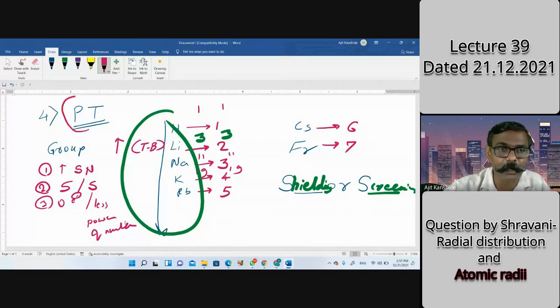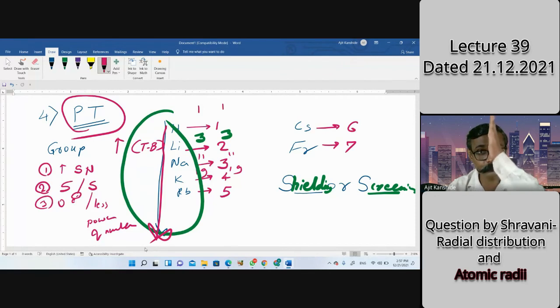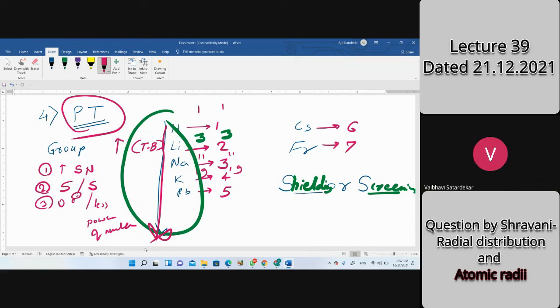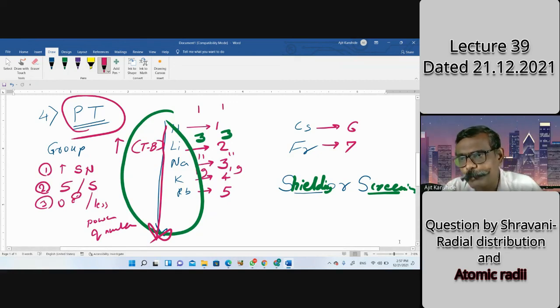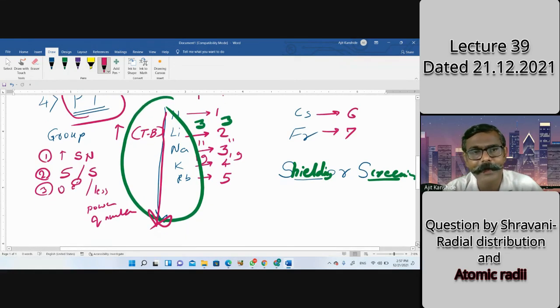So what is the statement? In the periodic table, as we move from top to bottom in a group, atomic size or ionic size will increase. That is my fourth point of discussion. Is it clear? Yes, sir.